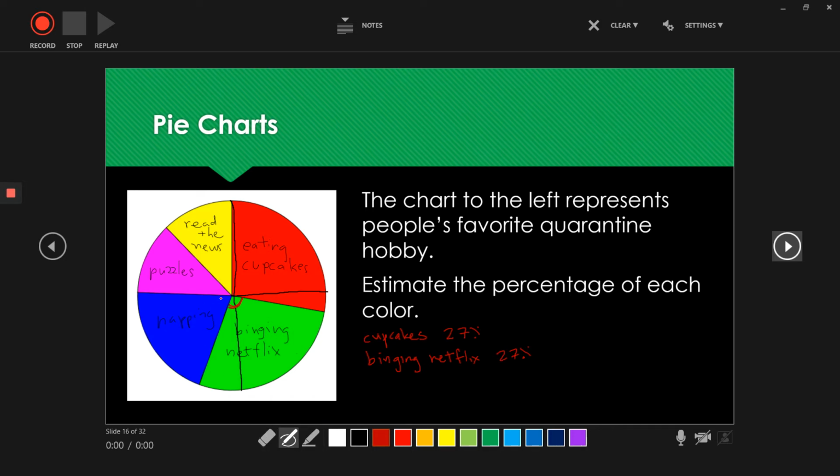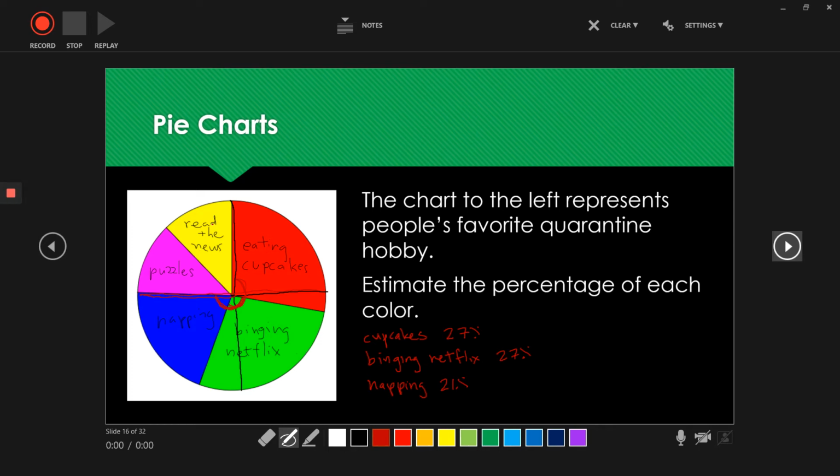Okay, and then what about napping here? So if I look across, it looks like about 50%. So if we wanted to do eating cupcakes plus binging Netflix plus napping, it looks like it takes up about 75% total of the circle, right? So if I add up my 27 plus 27, I've got 54, right? And so then if you wanted it all to add up to 75, I could do 75 minus 54 and get that napping is about 21%.